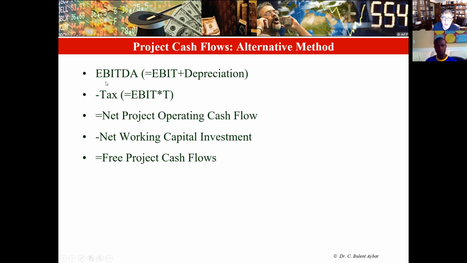Or we could approach it slightly differently. We could start with EBITDA, take the tax out of that. That again brings us to the net project operating cash flows after tax. Then we make the working capital adjustment and still get to the free cash flows of the project. In this case, again, there is an implicit assumption that there is no working capital investment.